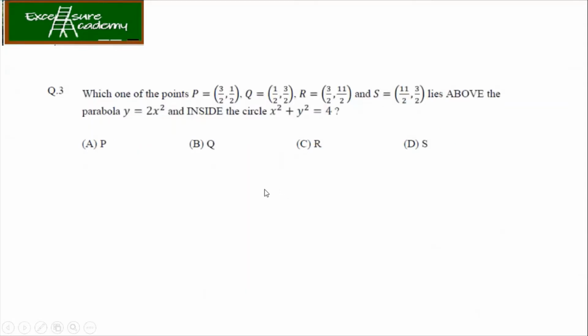Now next question. This is from maths. So it is already given that points are given over here: P, Q, R, and S. They say that these P, Q, R, and S lie above the parabola and inside the circle. For this, you should be very clear how the figure is going to look. So let's make the figure first.